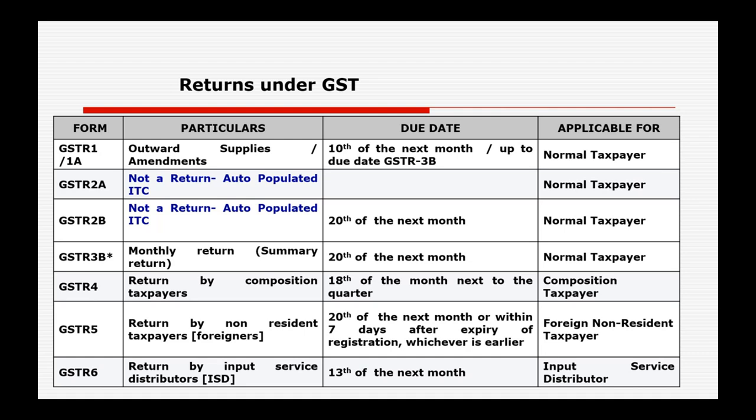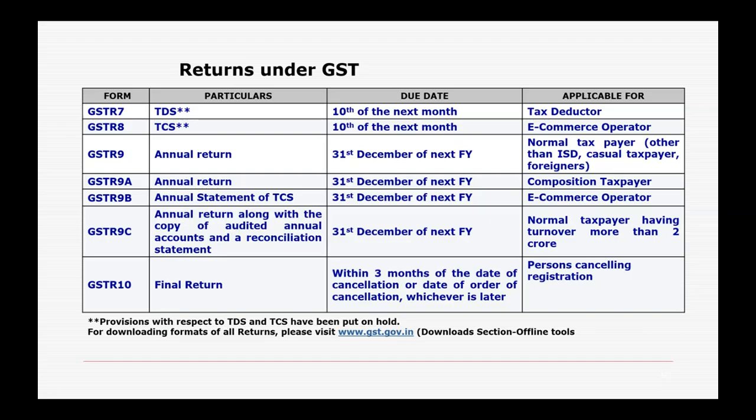GSTR 3B is the monthly return, a summary return we can say, where the outward supply, inward supply, advances, debit notes, credit notes, TDS, TCS, everything is incorporated, and the tax has to be paid while filing this return. The due date of filing is the 20th, and tax is to be paid on the 21st. GSTR 4 is for the composition dealer, 5 is for non-resident, 6 is for input service, 7 is for TDS, 8 is for TCS, 9 is the annual return. We will discuss 9 in detail.